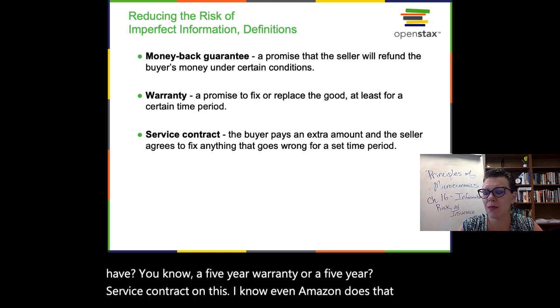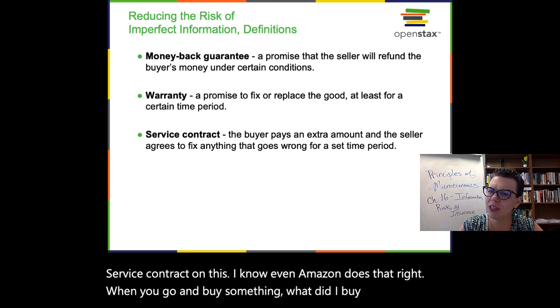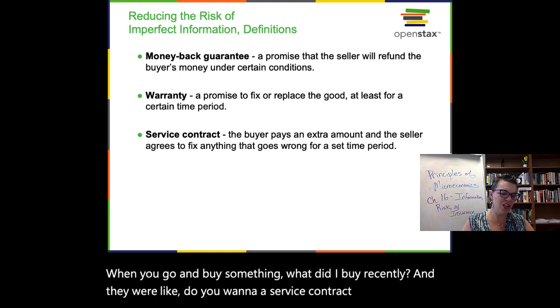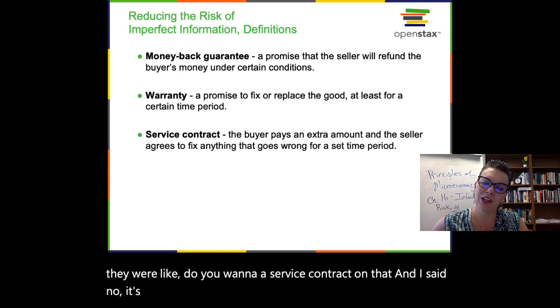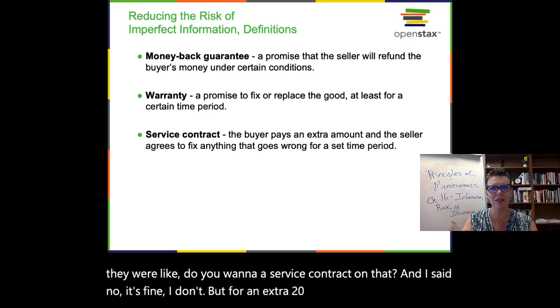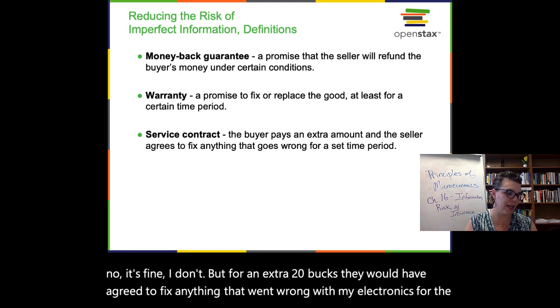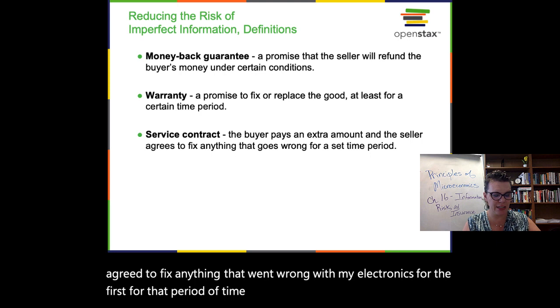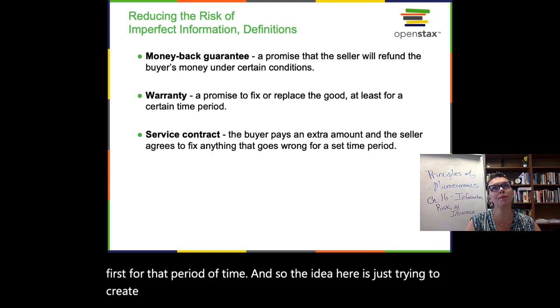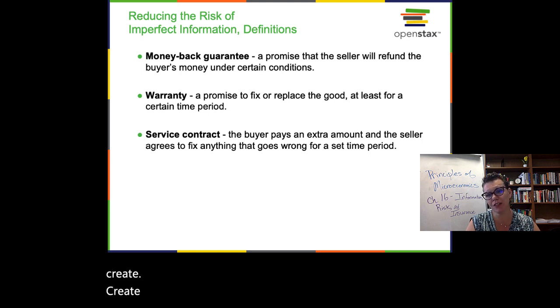When you go and buy something, what did I buy recently? And they were like, oh, do you want a service contract on that? And I said, no, it's fine. I don't. But for an extra $20, they would have agreed to fix anything that went wrong with my electronics for that period of time. And so the idea here is just trying to create a sense of confidence in the good.